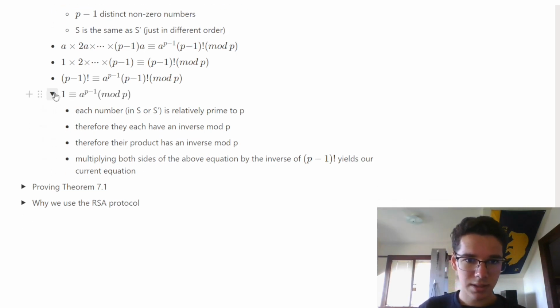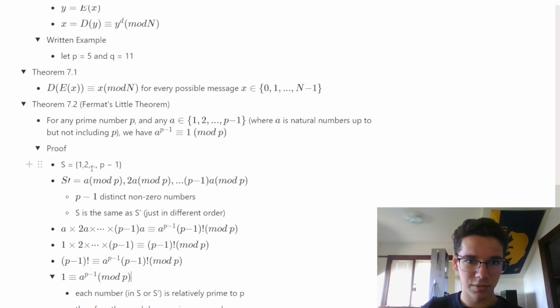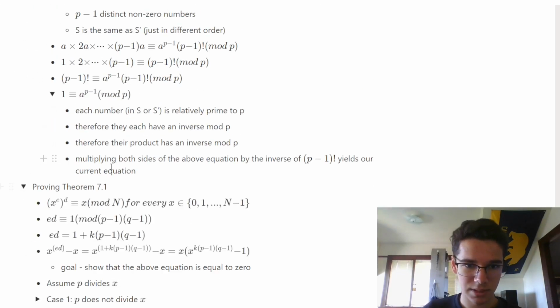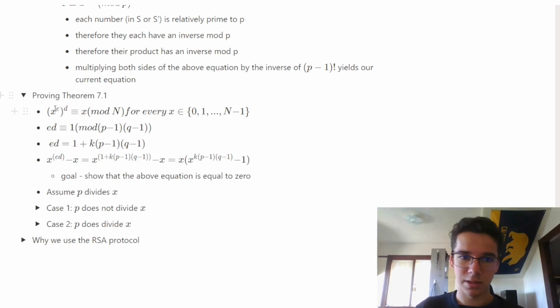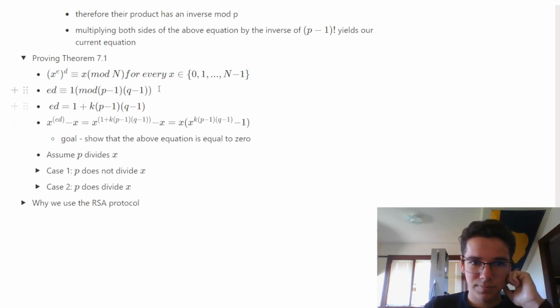Okay, next we're going to use Fermat's little theorem to prove 7.1, which basically just says that if we encrypt a message and then decrypt it in our mod space, then this should give us back the message. Again, we encrypt by raising to the power of e, we decrypt by raising that to the power of d, and we're going to say that that's equivalent to x mod n for every x from 0 up to n minus 1.